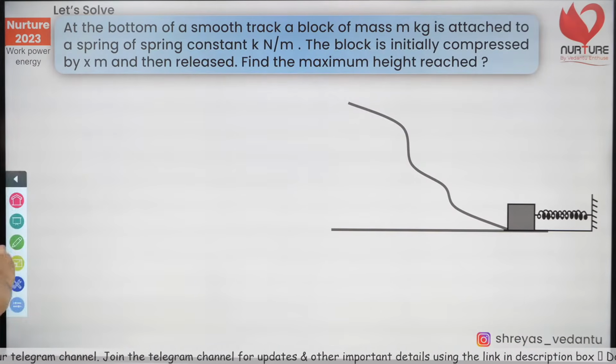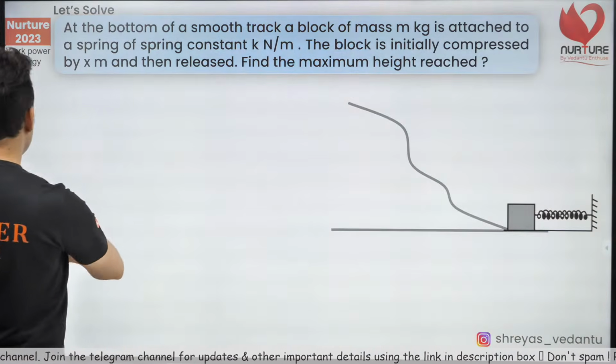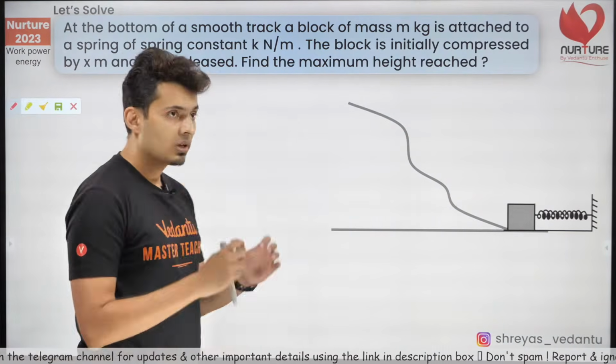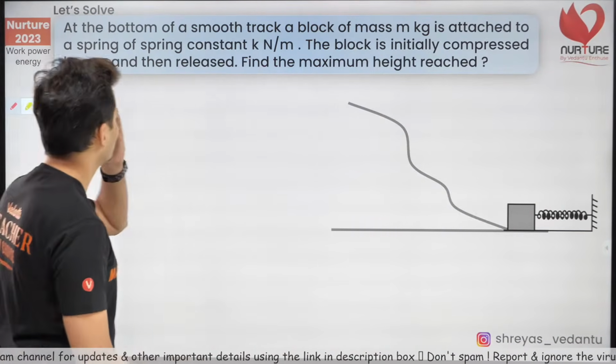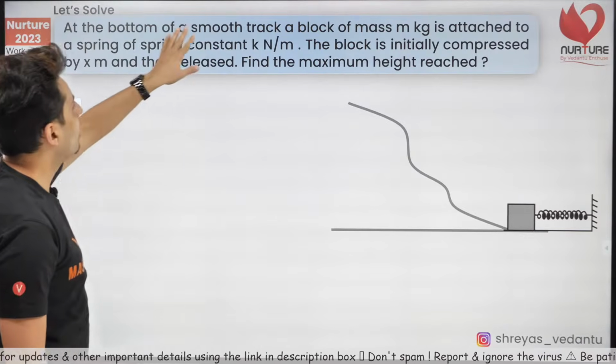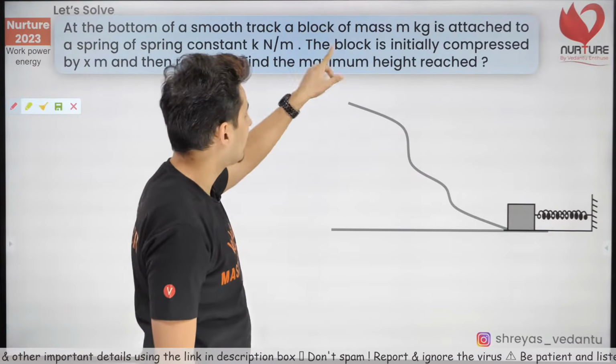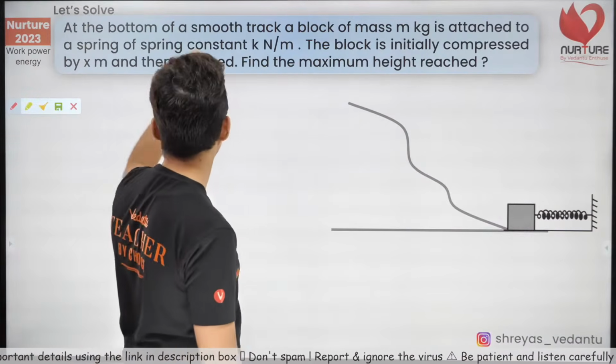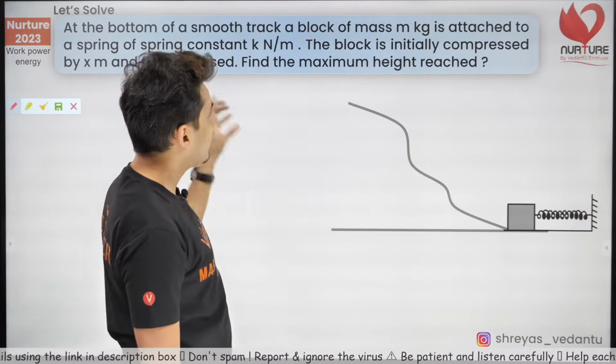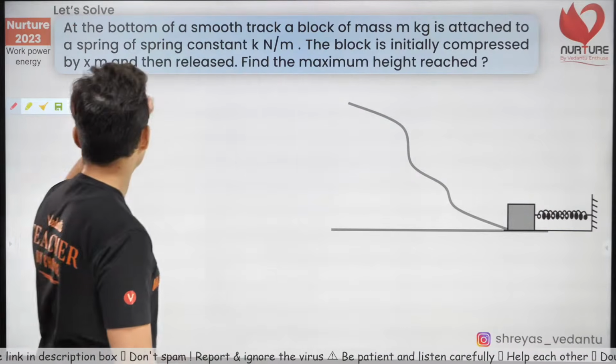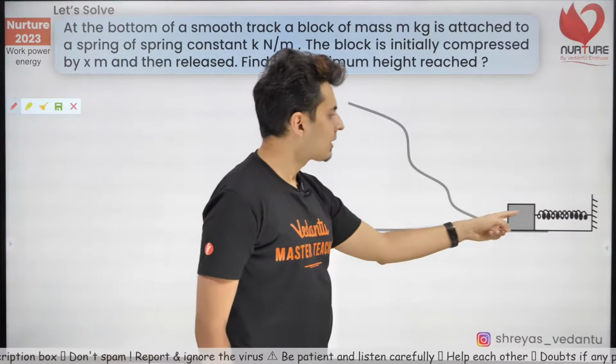Come on, my warriors. I have some 3 questions, I believe, to solve on this. First of all, read the question and see what is happening. At the bottom of a smooth track, there is a mass attached to a spring of constant K. The block is compressed by X meters and then released.